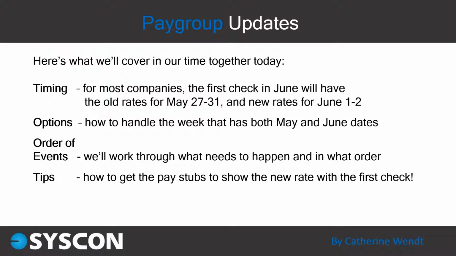We're going to talk about the order of events, which things you need to do in what order to make sure that you have the reports that you need, and then some tips on things like getting the pay stub to display the correct new rate. It will be paid at the right rate. How do we get it to display for the right rate?